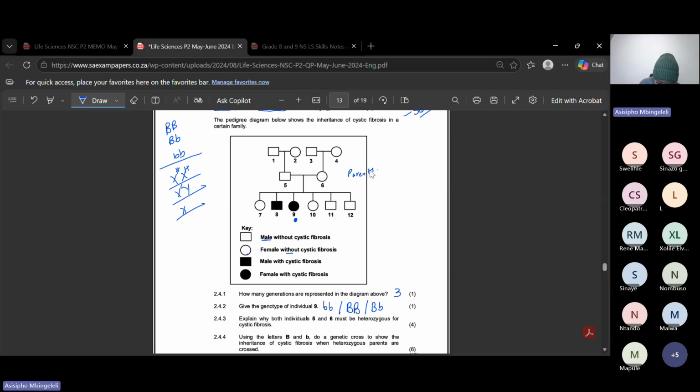Okay, wait. I need to understand your answer. So you are saying both parents do not have the disorder. Yes. Okay. Is 9 having the disorder or not? 9 has the disorder. Okay. So what do you think is your genotype for 5 and 6? 5 and 6. Yeah. What do you think is your genotype there? I think it's also okay. The thing says the disorder is recessive. Yes.